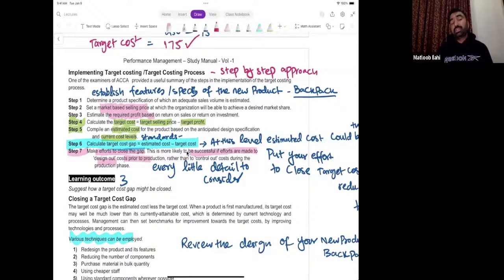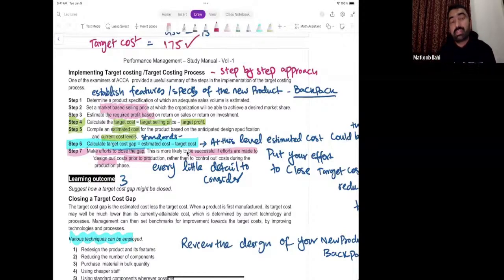Then step number 6, we will calculate the difference between the current estimated cost and the target cost. This difference in cost is called the target cost gap, because a target cost gap means that our current cost is higher and our target cost is lower. Our ultimate objective is to achieve that target cost, to reduce the cost to that level. So for this, we need to take initiatives and measures in order to reduce cost to the target cost level.